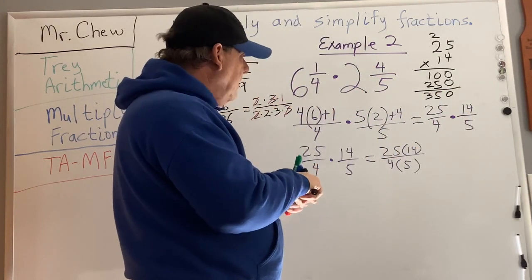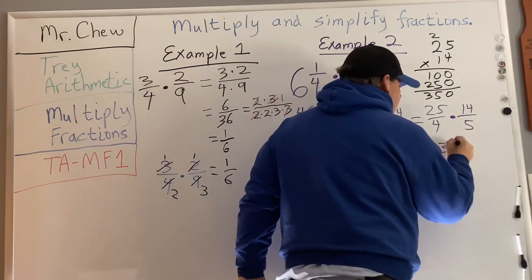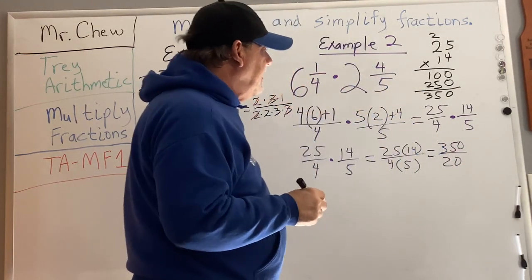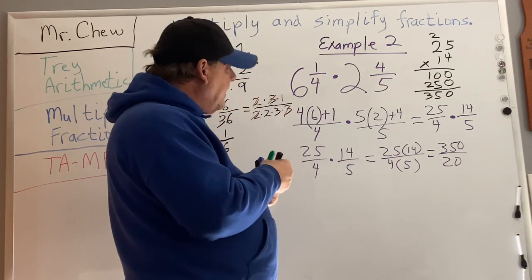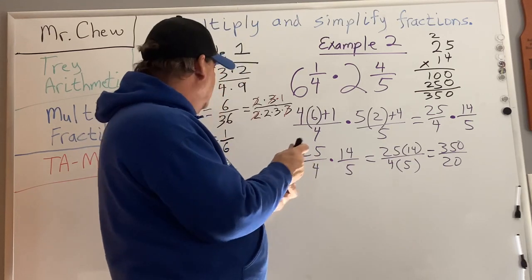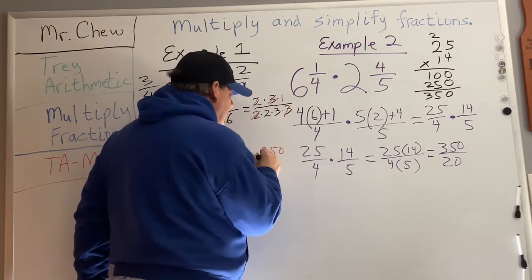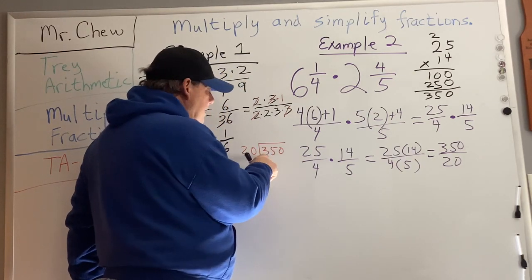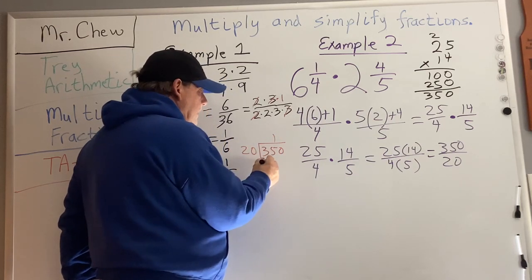So I have 350 in the numerator over 20. 4 times 5 is 20. Now this is an improper fraction. So I have to take 350 and divide it by 20. 20 will not go into 3, but it'll go into 35 one time. 1 times 20 is 20.